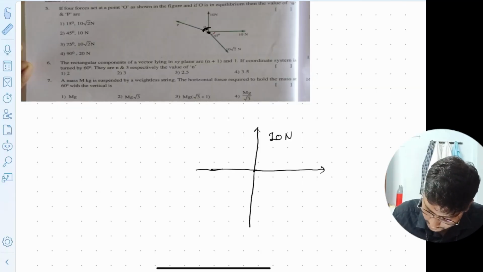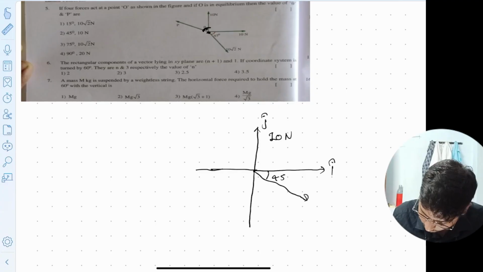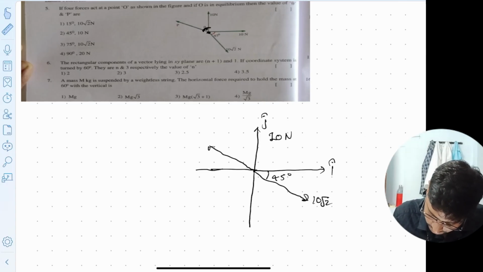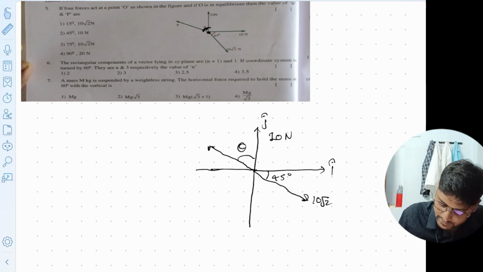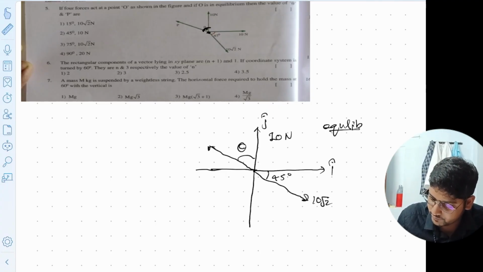And this is along the j cap, this is along the i cap, this is at 45 degrees. The force is 10 root 2. This is the P, and this is angle theta. So we'll break it, and it is in the equilibrium position. So this is our P.